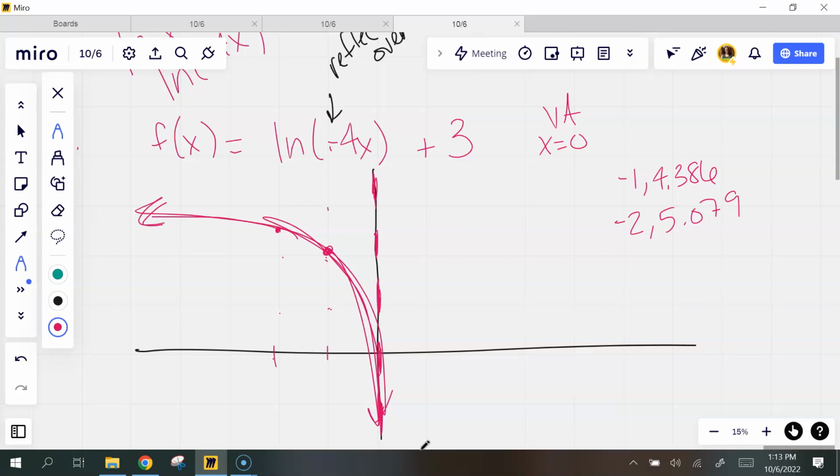Does that make sense? We're not making this any harder than it has to be. We're going to let the calculators do the heavy lifting on natural logs.